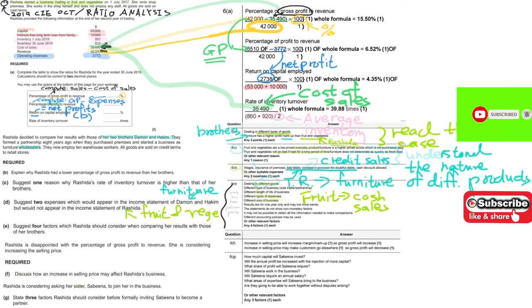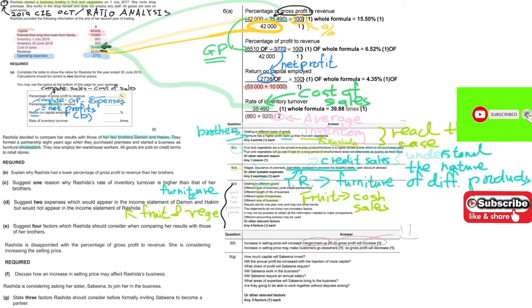It talks about how the increase in selling price would affect the business. Of course, there are good and bad effects, right? So let's take a look at the answer. Of course it would increase your markup, or we call it margin, so the gross profit would increase. So that's the good one.